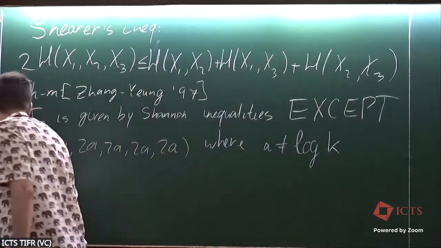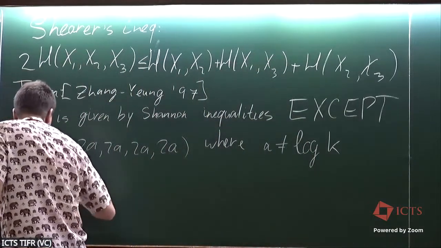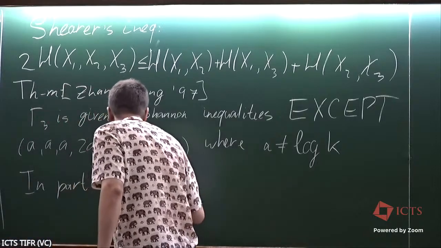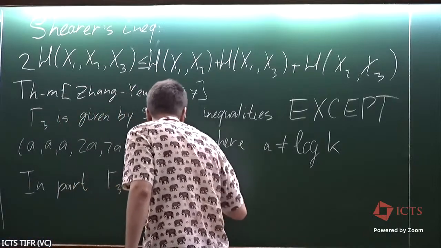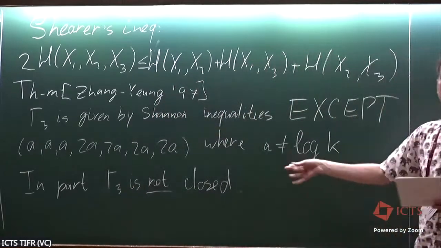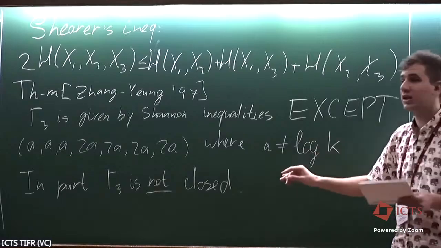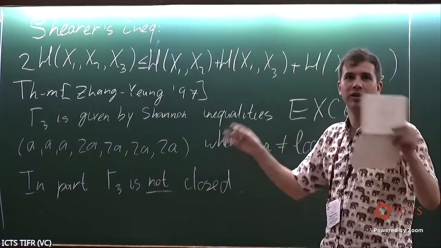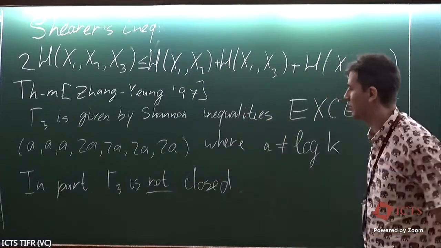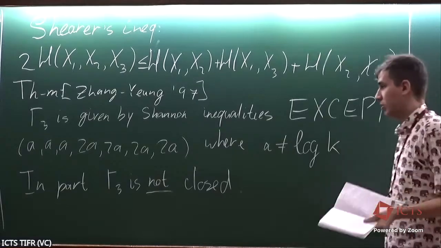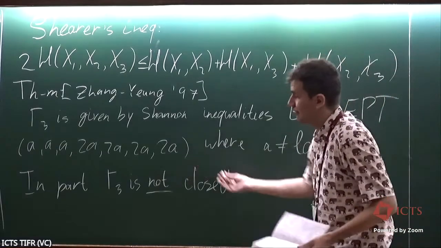So in particular, gamma 3 is not closed. Which is reasonable. We cannot expect compactness here; it's not even a set of all random variables, it's something big. We are quantifying over all possible probability spaces.